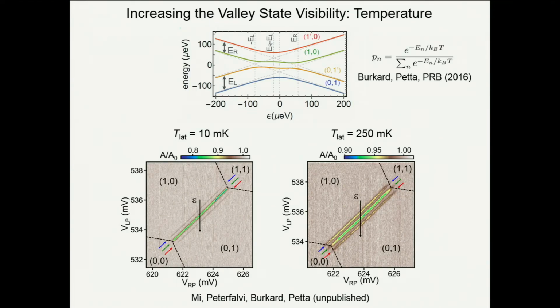Okay. We can increase the visibility of these valley features by just turning up the temperature. At low temperatures, all the population is in the ground state and we only see the ground state transition. But if we increase the temperature, we'll have some thermal population of these excited states and they show up more clearly, basically by a Boltzmann factor partition function.